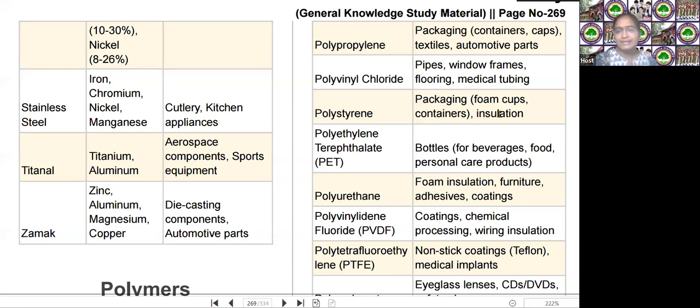And another one is polyethylene terephthalate, which we simply call PET. PET means polyethylene terephthalate. This is one of the polymers used in manufacturing of bottles, these bottles for beverages and food products.